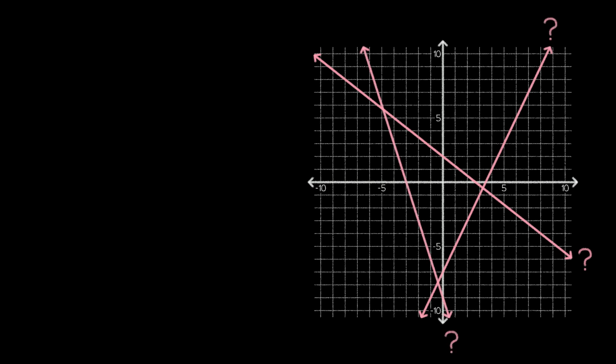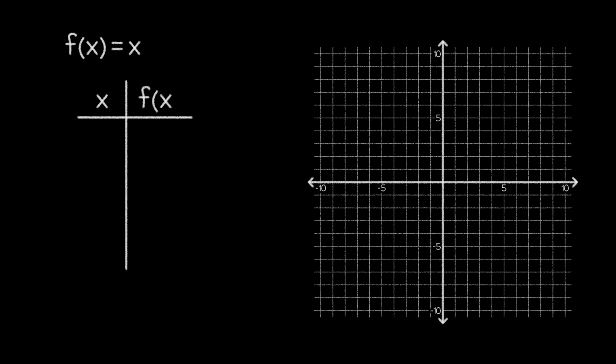To know where to draw a line, we technically only need to know 2 points on that line. But to make things a bit more robust, let's take 5 points into consideration. Suppose we have the function f of x equals x. This is the most basic linear function, called the parent function, and evaluating this function is simple. Whatever the input is, the output is the same number.